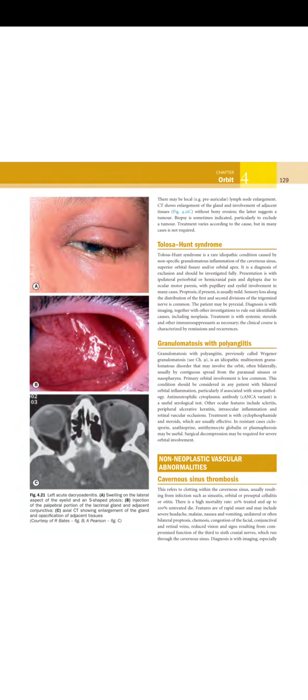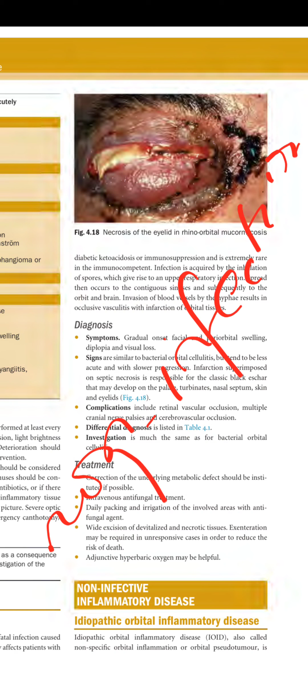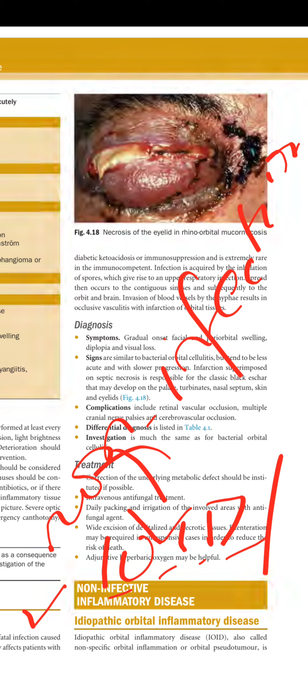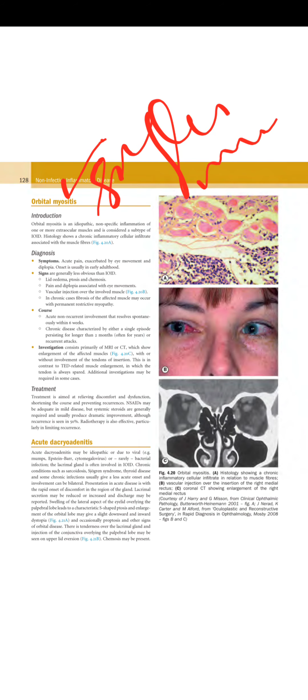First, I would like to tell you that basically it is a non-infective etiology, meaning no infection is the cause of this inflammation, and there will be inflammation. Idiopathic orbital inflammatory disease is also known as orbital pseudotumor, and basically it involves all the muscles of the orbit, whereas orbital myositis is also inflammation, but it usually involves a single muscle belly.